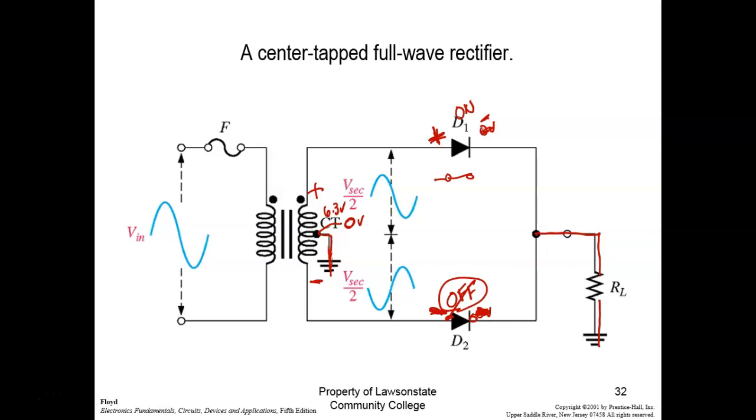So which way is it going to go? Is it going to go through the closed switch or is it going to go through the open switch? Which way is it going to go? Closed switch. So it would flow up, all right?